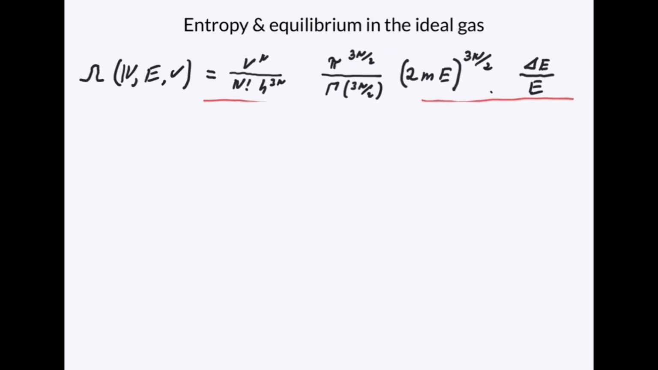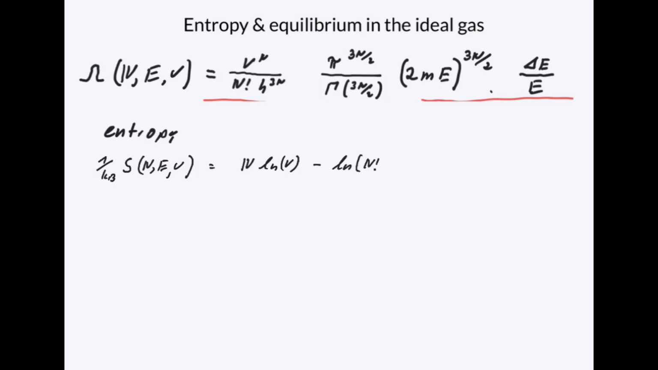As an example, let's consider what entropy and the notion of equilibrium mean for the ideal gas. For the partition function of the ideal gas in the microcanonical ensemble, we derived the following equation. In order to obtain the entropy from the partition function, we know that we have to calculate just the log of the partition function, and then we obtain 1 divided by Kb times the entropy.